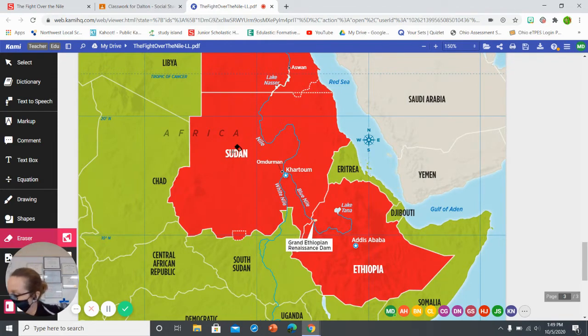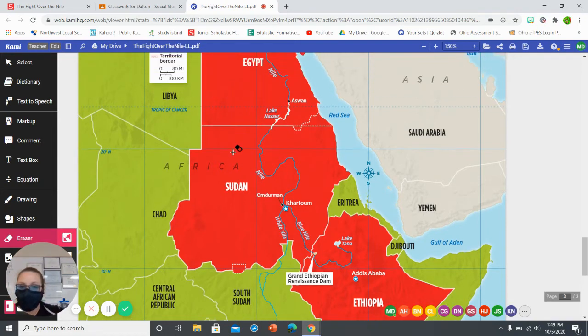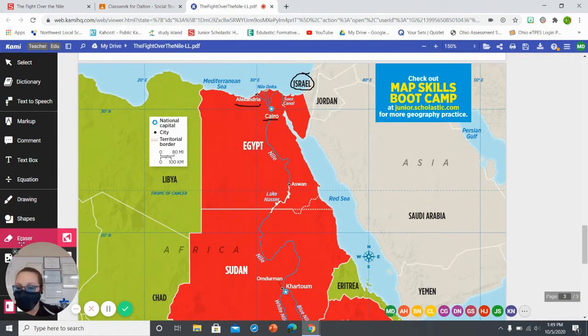Number 6. Which line of latitude passes through the capital of Egypt? So let's go up and look for the capital of Egypt.